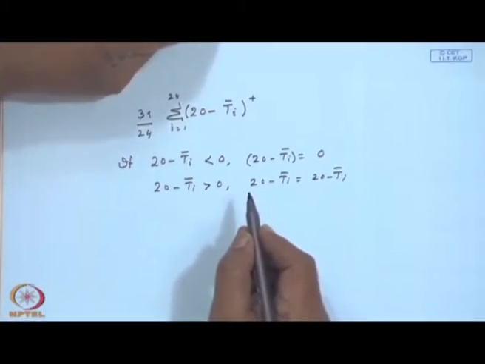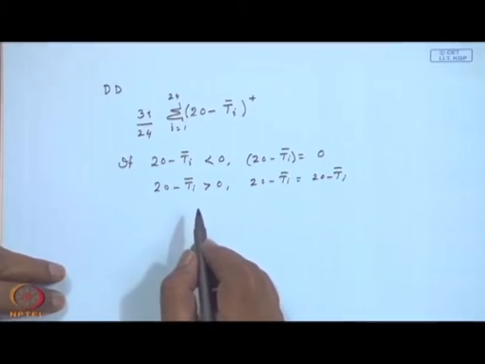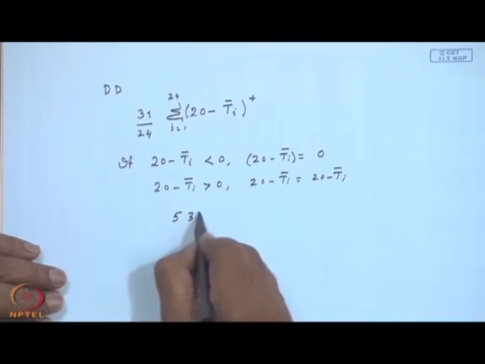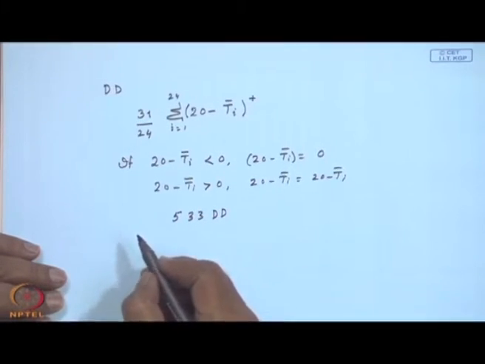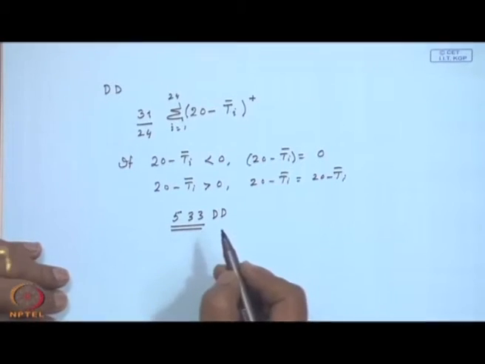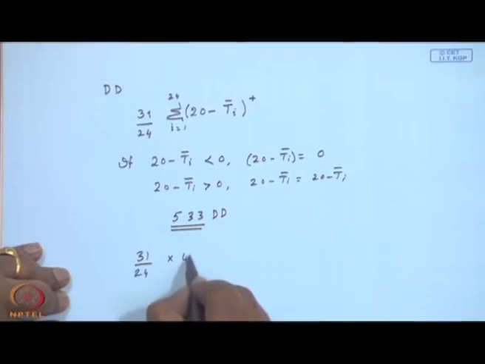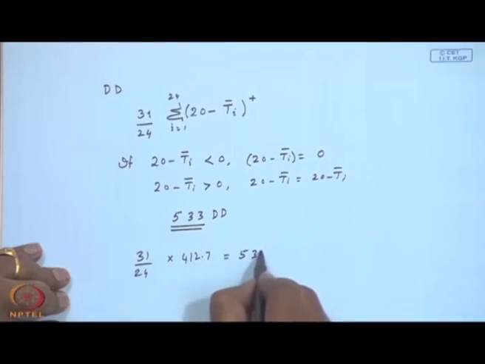This is how we will get this. So, I have done this for 24 calculations, and came out with 533 degree days. So, this total turns out to be 31 by 24 into 412.7, which is about 533.